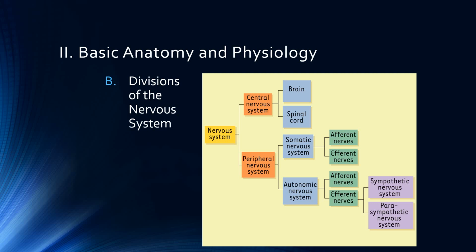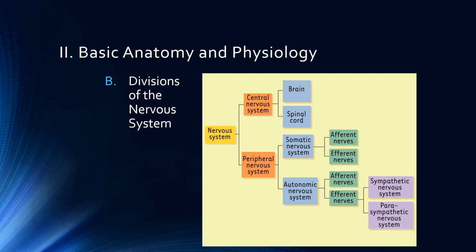I do want to talk about the divisions of the nervous system. So we have a nervous system, which is divided into the central and peripheral nervous system. The central nervous system is the brain and spinal cord. Everything else is the peripheral nervous system. Peripheral nervous system includes the somatic nervous system and the autonomic nervous system. The somatic nervous system is the part of the peripheral nervous system that interacts with the environment. So it's called the body nervous system, but essentially it's all of our senses and all of our motor coordination. So all of our sensory motor systems are part of the somatic nervous system.